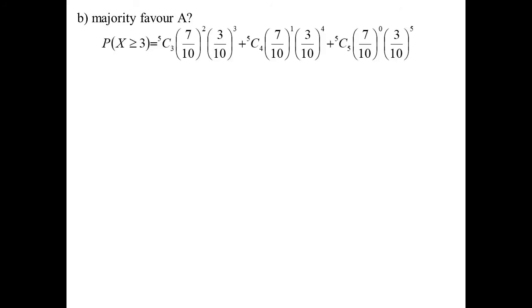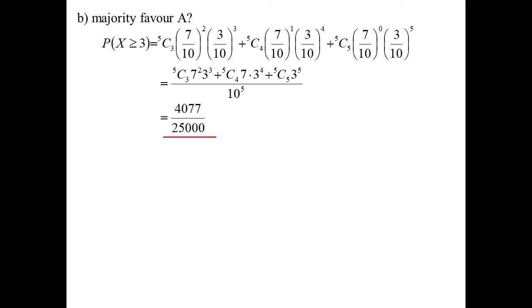Majority favour A. Majority would be 3, 4 or 5. So we'd have to work out each of those individual ones. Once again, each one is the binomial coefficient, so 5C3, then 5C4, then 5C5. Probability of success to the power of whatever you want, so the first one 3, 4, then 5. Probability of unsuccess to 2, 1 and 0. Notice the 2 powers always add up in this case to be 5. Let's calculate that out. There's our exact value, 4,077 over 25,000.